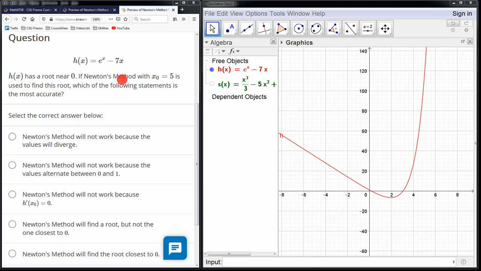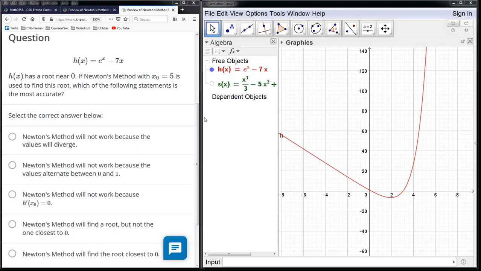So it says, okay, if Newton's method with x0 equals 5 is used to find this root, what happens? Again, remember how Newton's method works: you make an initial guess, and then you use that initial guess to get a better guess. Let's just see what happens here.